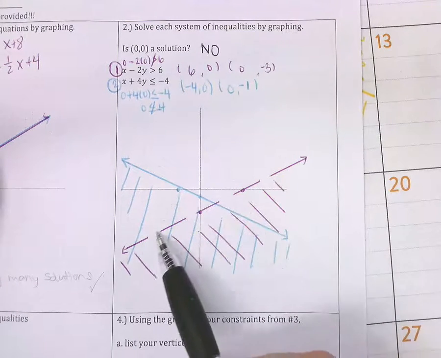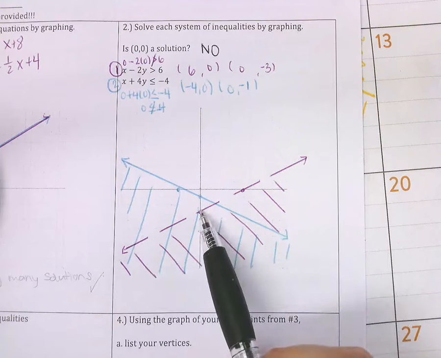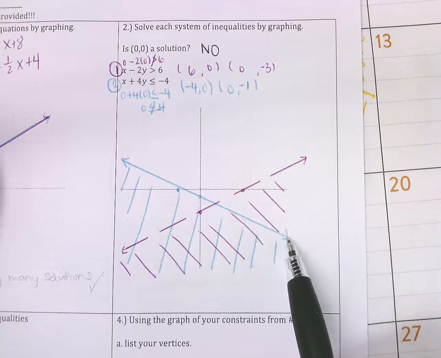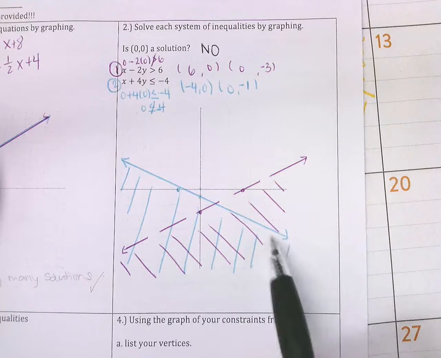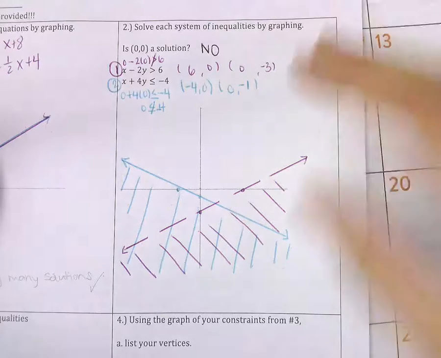If it falls on the dotted line in the shaded area, it's not a solution. But if it falls on this line in the shaded area, it is a solution because this is a solid line. Okay? So on this test, can we just put like a big no right next to the question? I think I put yes and no and you just circle it.